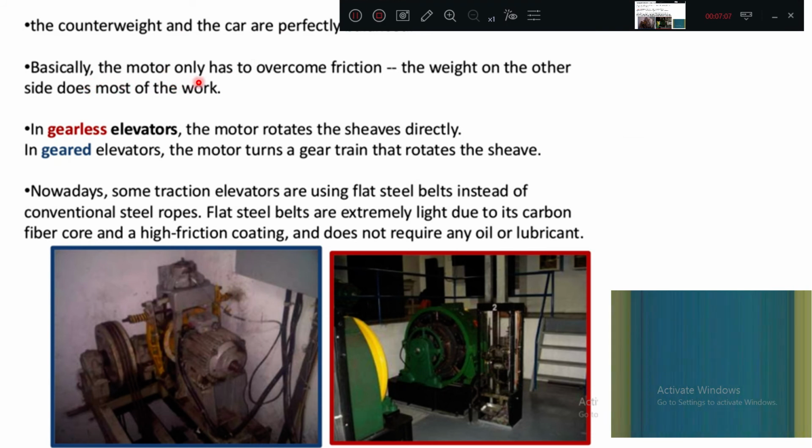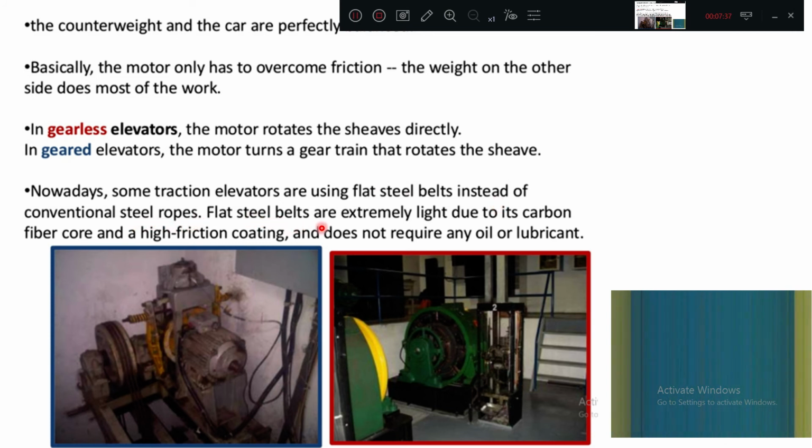Basically, the motor only has to overcome friction. The weight on the other side does most of the work. So the main function of this motor is to resist the friction. We have some gearless elevators and some geared elevators, both are possible. Nowadays some traction elevators are using flat steel belts, generally used instead of conventional steel ropes.